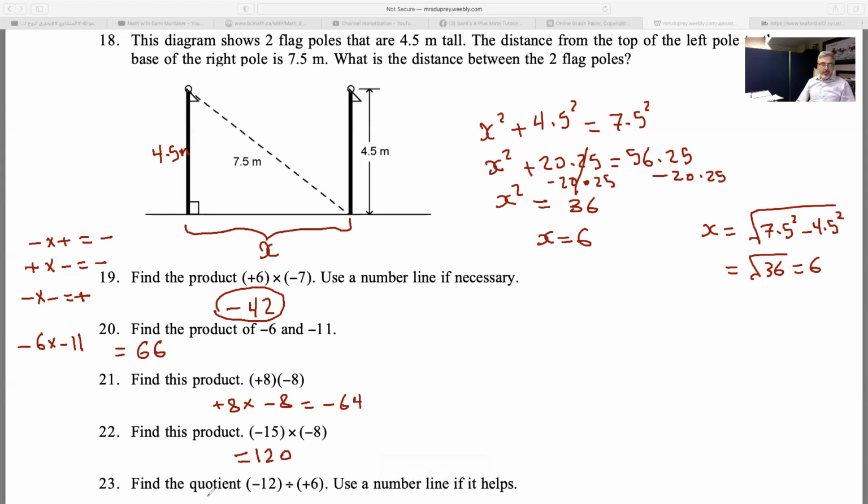And the last question that we'll do today is find the quotient of negative 12 divided by positive 6. The same thing that applies to multiplication applies to division. So when you're dividing, this rule still stands. So just change the sign to division instead of multiplication. So a negative divided by positive is negative. So that will give me negative, and 12 divided by 6 is 2.